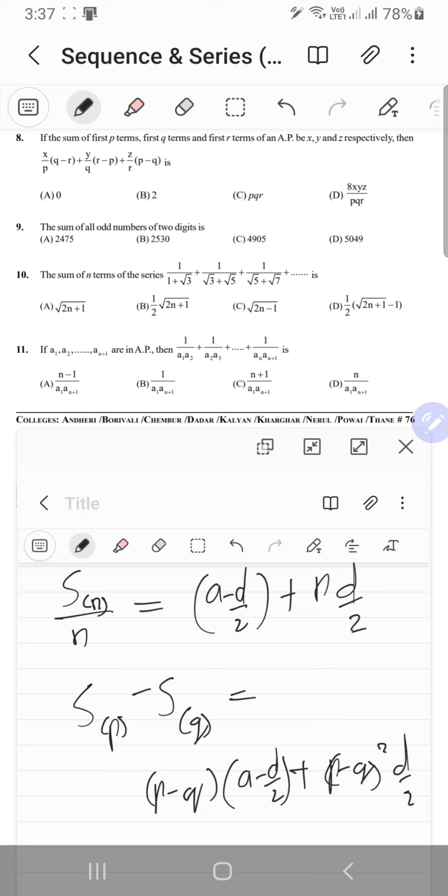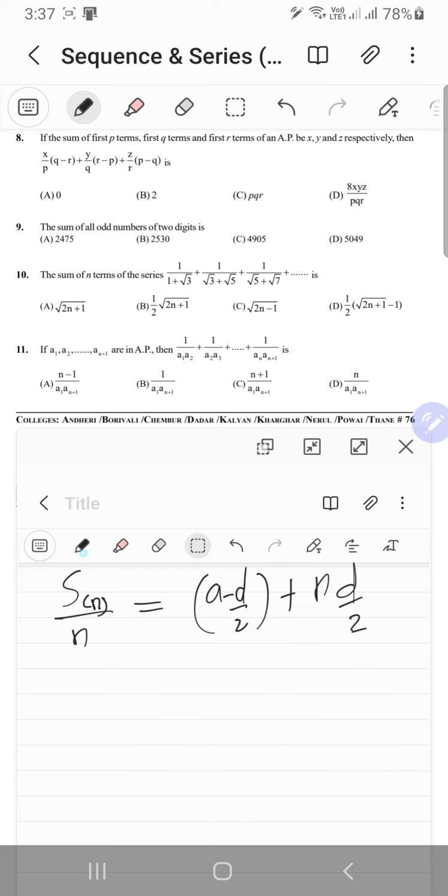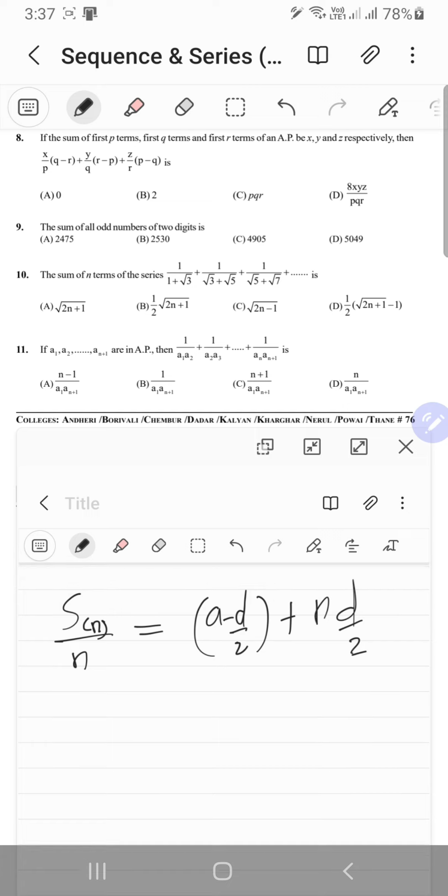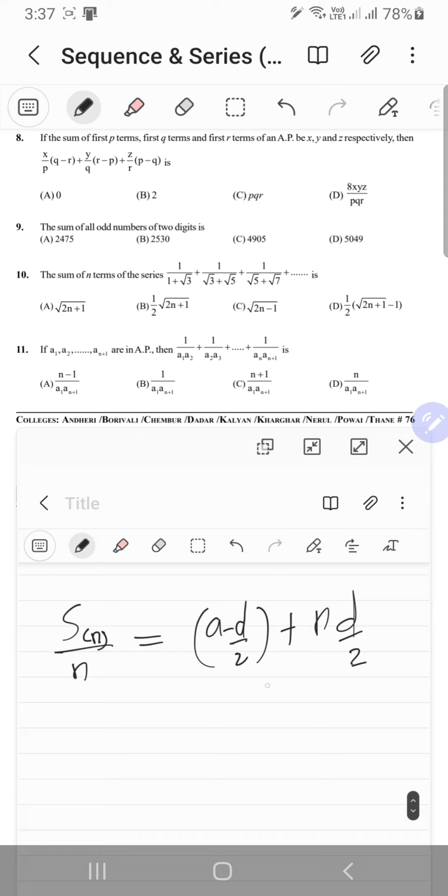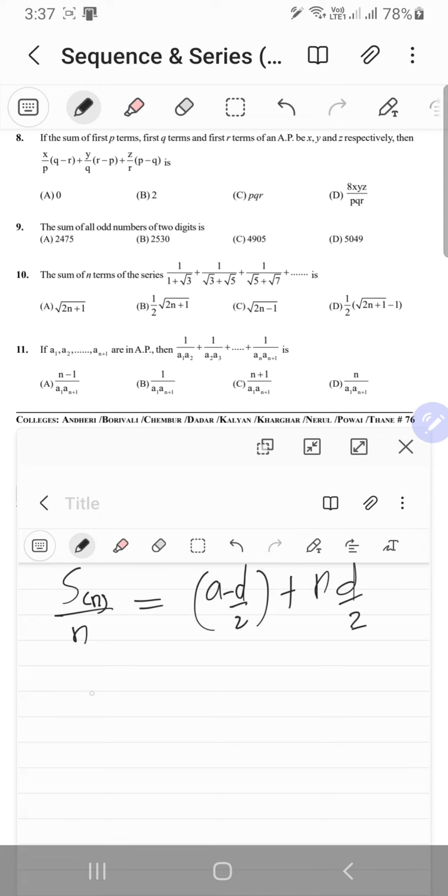Q minus r. Like, okay. Oh, wait. No, we don't want s. We just want q minus r. That's all. Q and r are values of n, not values of s. Yes, x, y, z are values of s. So just gotta put this n as p and get that value. So this will be a minus d upon 2 into q minus r, right? The sum of this thing basically.